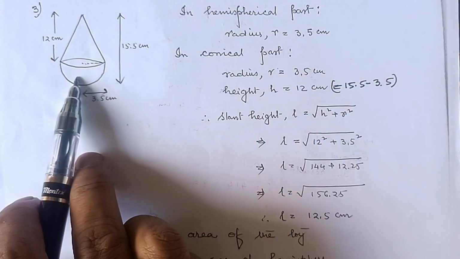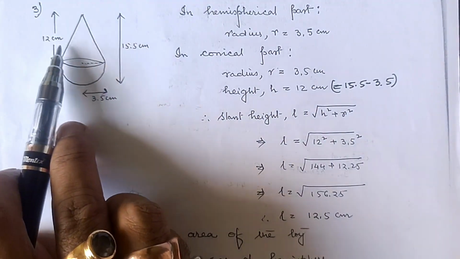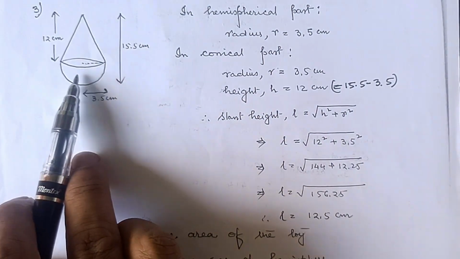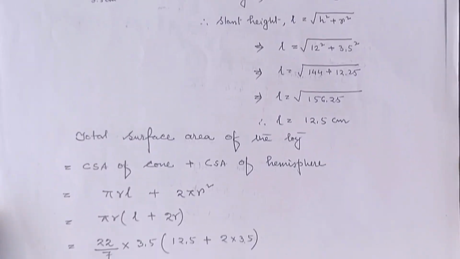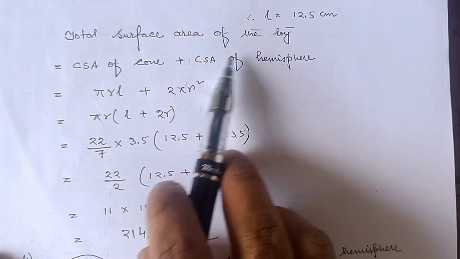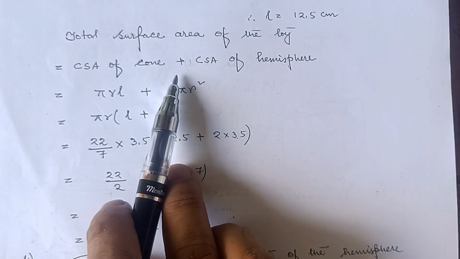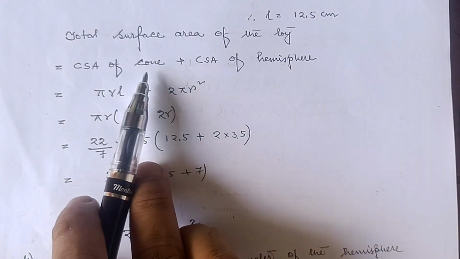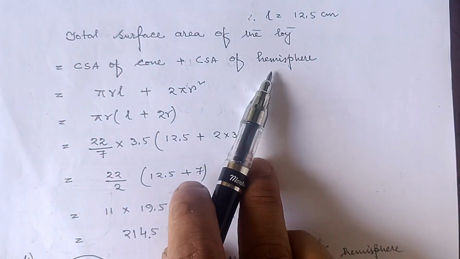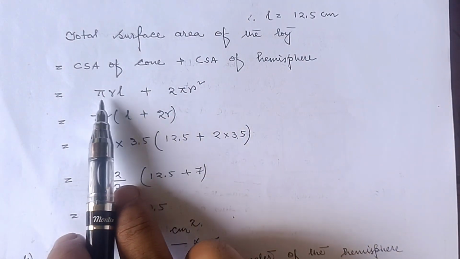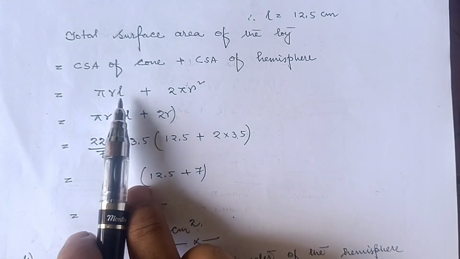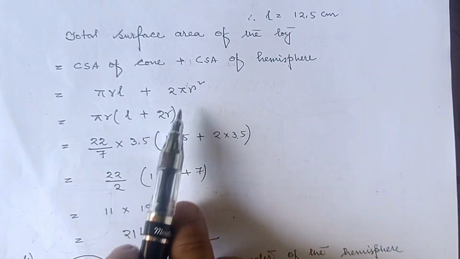Now we have to find the total surface area of this figure, which is the curved surface area of the cone plus curved surface area of the hemisphere. So we can write total surface area of the toy is the curved surface area of the cone plus curved surface area of the hemisphere. For cone, it is pi r L. For hemisphere, 2 pi r square. From here, pi r can be taken common. Then we are left with L plus twice r.